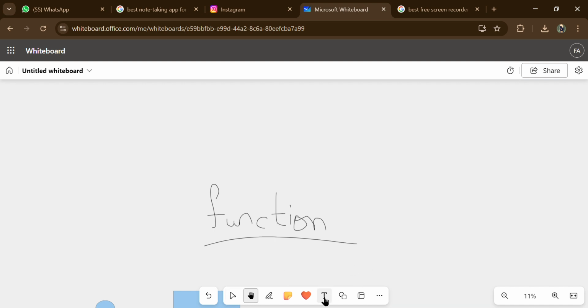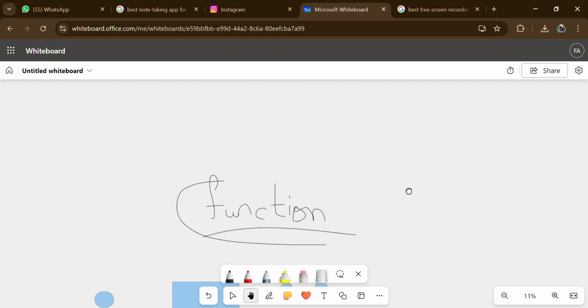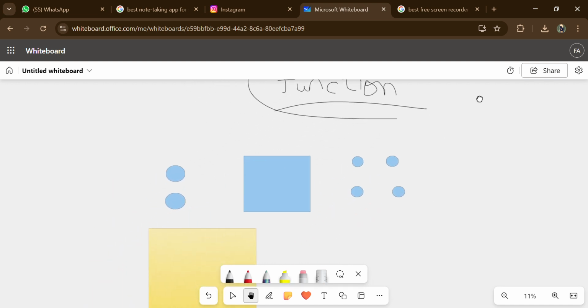So today the topic that we'll be looking into is function. Now these are the functions of mathematics. So at the very first, we should know the basic concept behind the function.